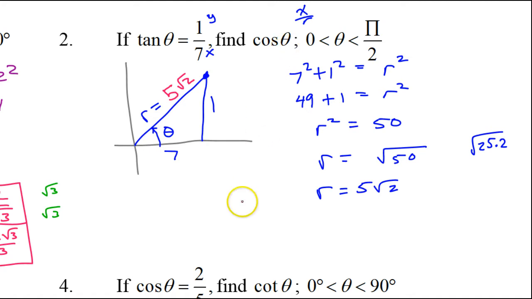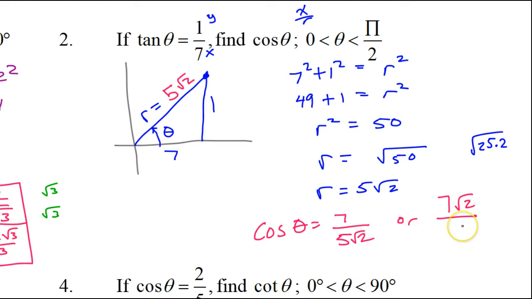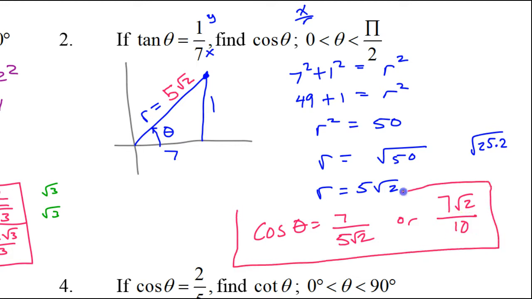So now I can do the cosine. Okay, so the cosine is x over r. So the cosine will be 7 over 5 radical 2. Or if I multiply by radical 2, that'll be 7 radical 2 over 10. So that's the final answer for number 2.